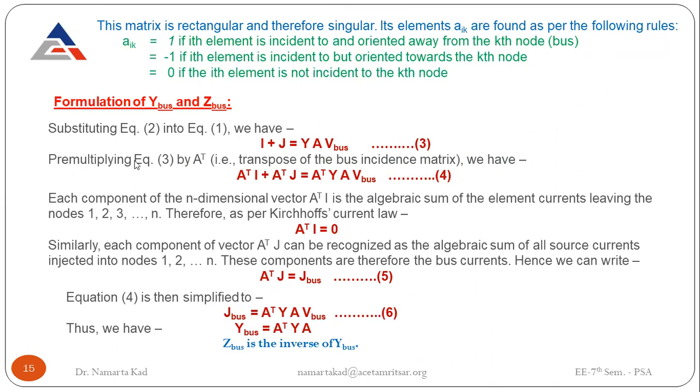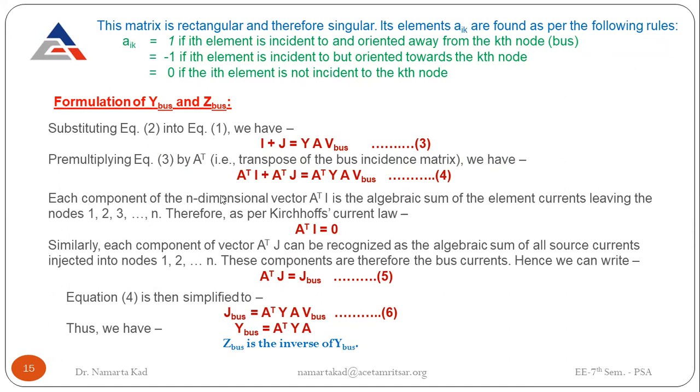And pre-multiplying equation number 3 by A transpose. A transpose is the transpose of the bus incidence matrix. Pre-multiplying both sides, we get A transpose I plus A transpose J is equal to A transpose Y A V bus. Mark it as number 4.